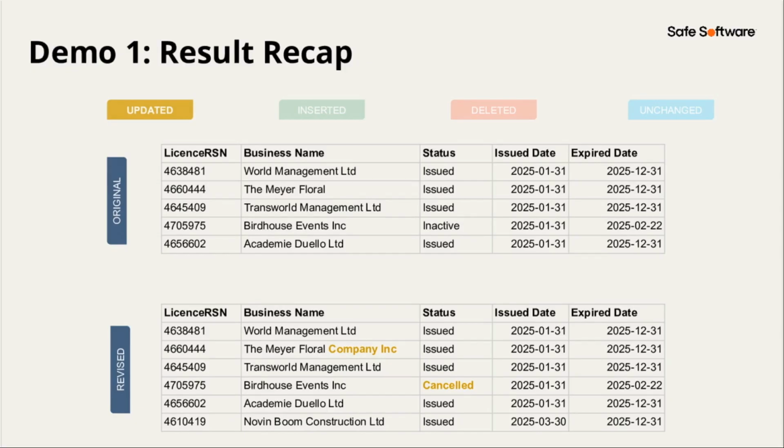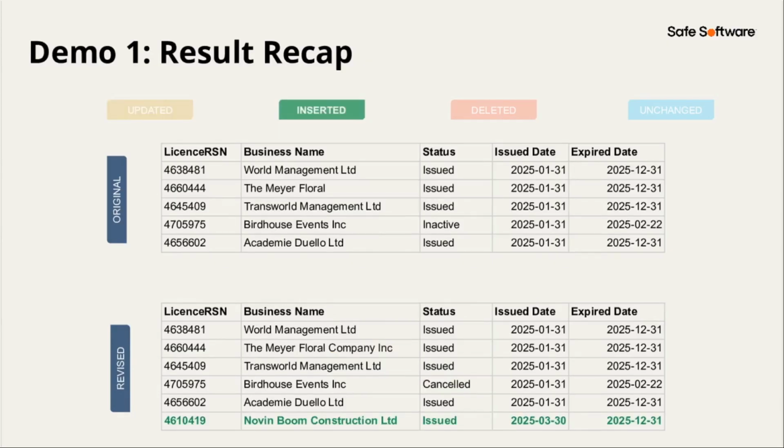As you can see in yellow here, the Mayor Floral had a small name change, so the word Company Inc. was added. Birdhouse Events Inc. had its status changed from inactive to cancelled, so these are categorized as updated. In green, Novin Boom Construction Ltd. is a new record. It didn't exist in the original data, so it's flagged as inserted.